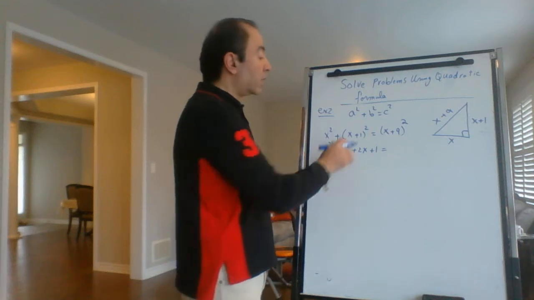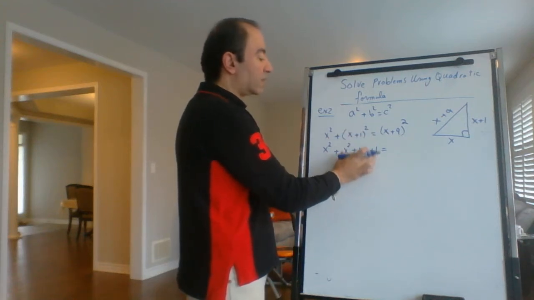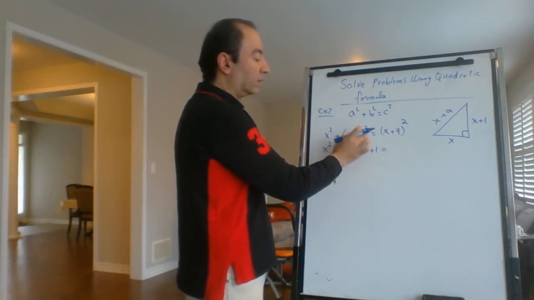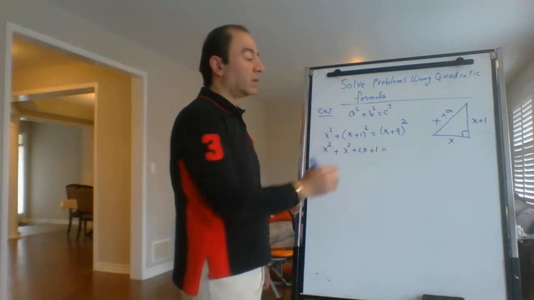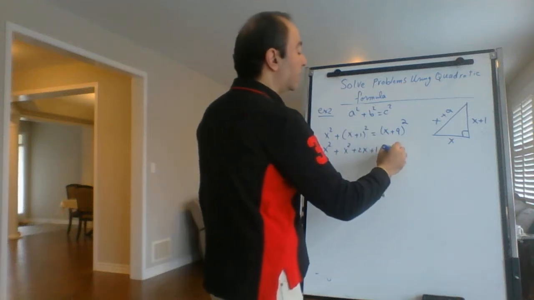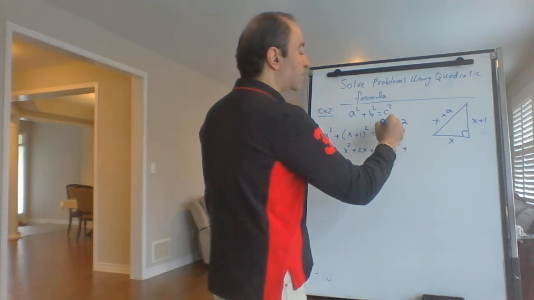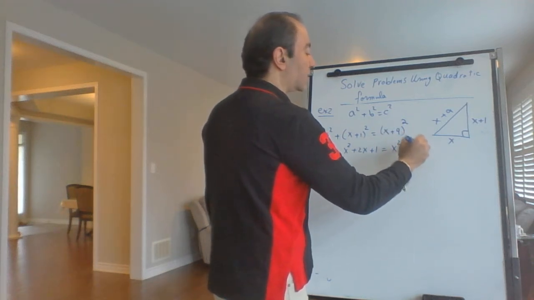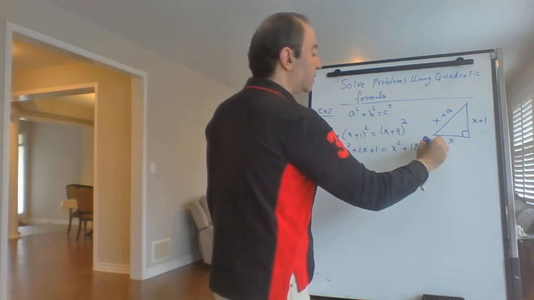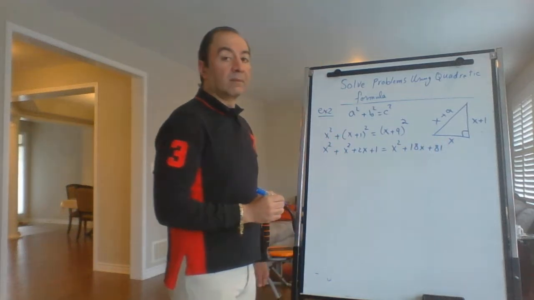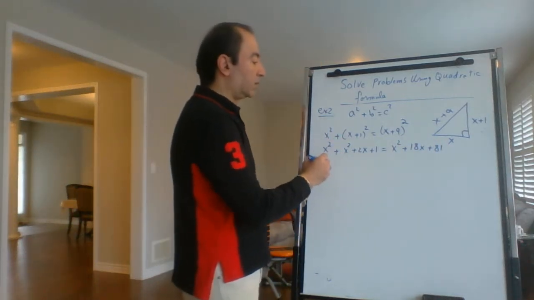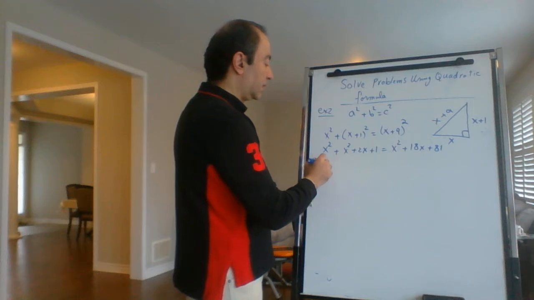You don't do that. It is square the first, plus first times second times 2, plus square the second. Okay, or if you don't know how to do it fast, do FOIL, x plus 1 times x plus 1. Now this one: x squared plus first times second times 2, 18x, plus square the second, 81. Now I'm going to combine those and send these to the other side.